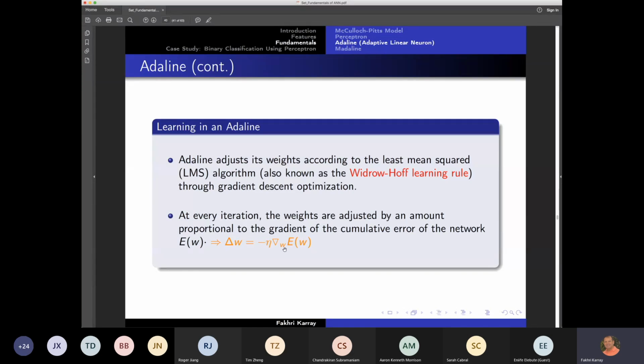Now look at it beautifully. It's equal to minus eta times the gradient with respect to the vector omega of E(omega). And E(omega) is the performance index. That's the error. That's the mean squared error. So we would like to minimize the mean squared error of the system with respect to the vector omega. And that's why we call it a gradient.